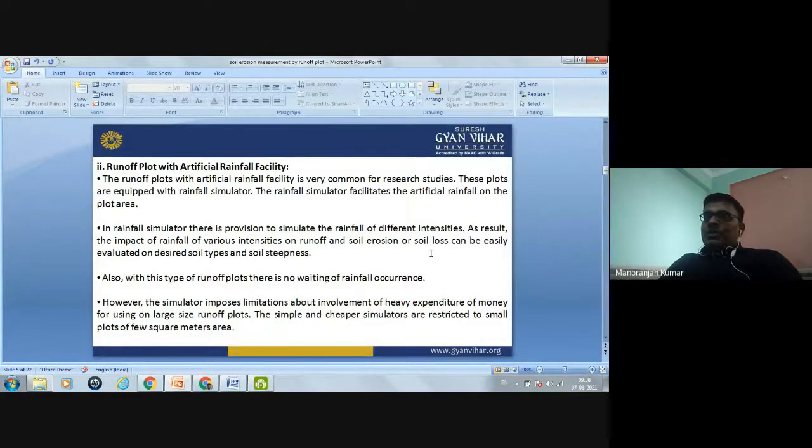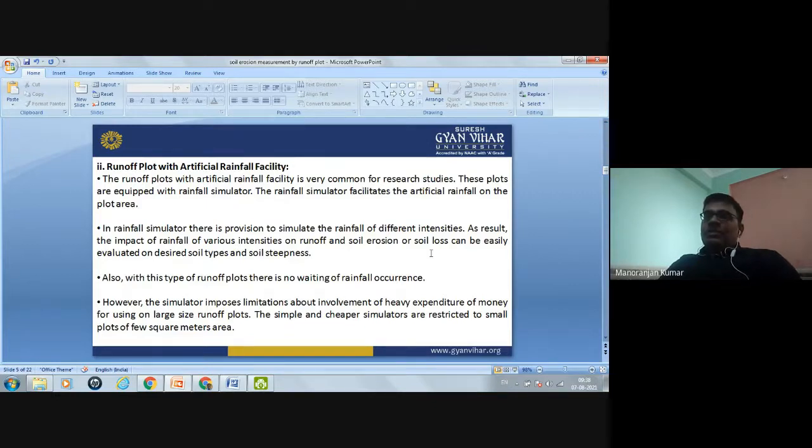So in rainfall simulator, there is a provision to simulate the rainfall of different intensity. As a result, the impact of rainfall of various intensities on runoff and soil erosion or soil loss can be easily evaluated on desired soil types and soil stiffness. Also, with this type of runoff plots, there is no waiting for rainfall occurrence. So this is one advantage in comparison to the previous one.